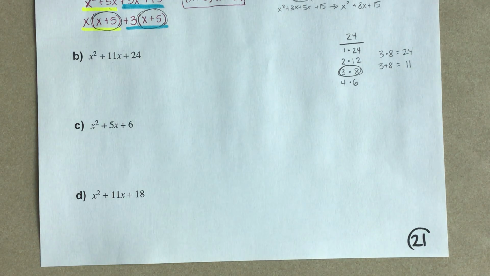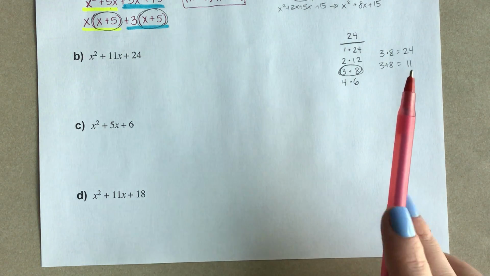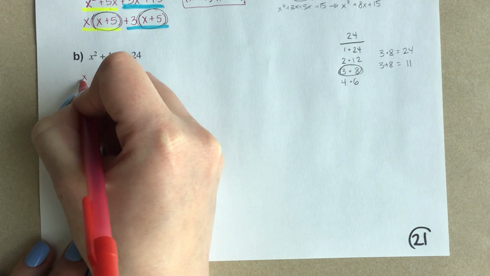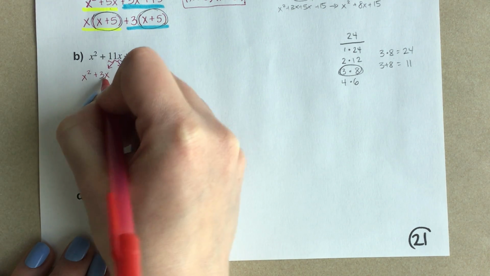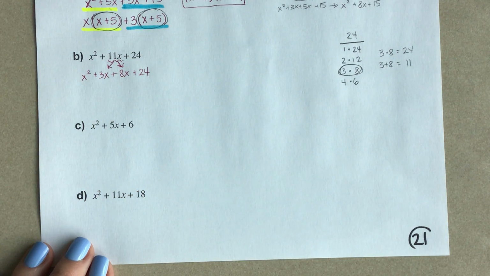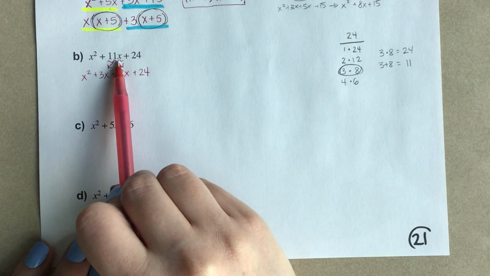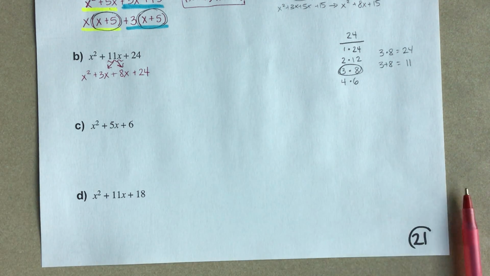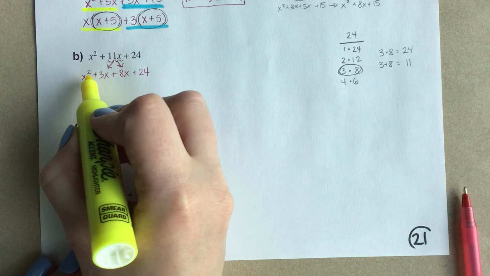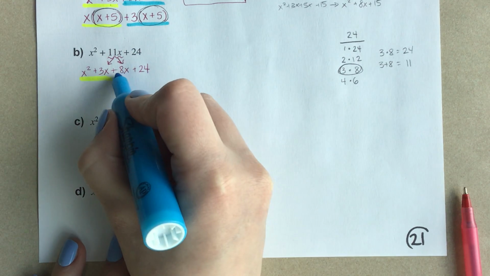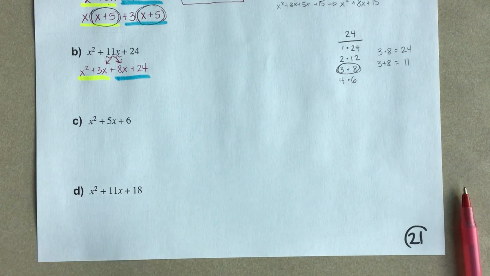There's my magic pairing. Now I want to rewrite my middle term with these two values instead of that 11. So I'm expanding this middle term into two numbers. So I have x squared plus 3x plus 8x plus 24. 3x plus 8x is the same thing as 11x, so I did not change the value of that. All right, now I'm going to factor out the GCF of the first half. The first half is x squared plus 3x, and the second half is 8x plus 24. So let's factor the front and back.